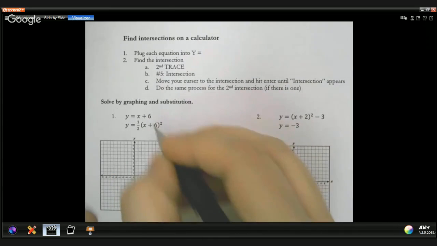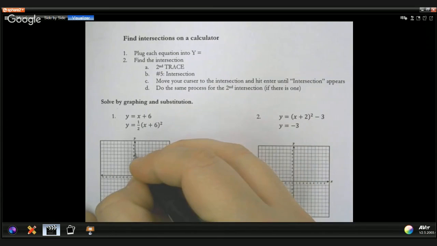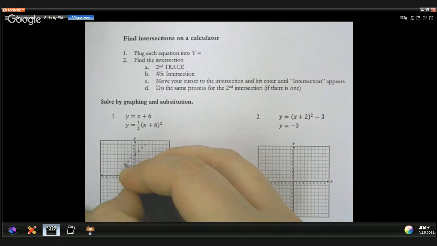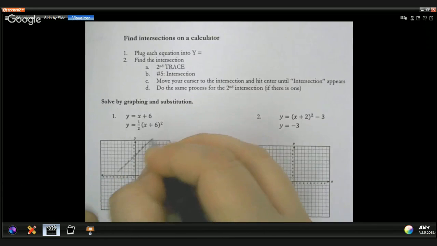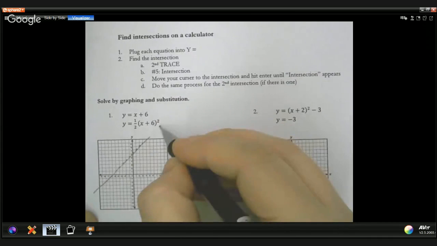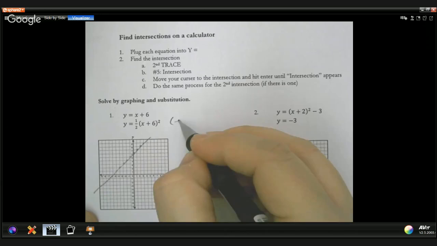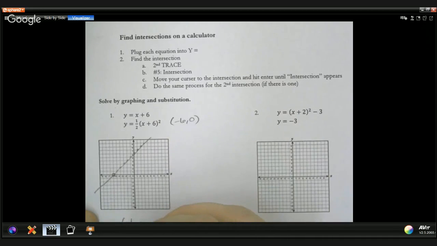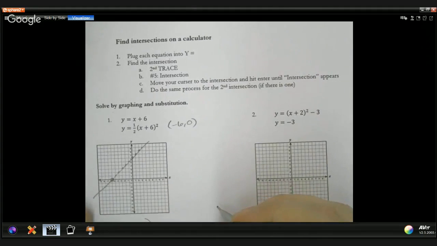So this is a plus 6. So I go up 6, and then my slope is up 1 over 1. I'm going to make the dots to make sure that I can get a straight line, because if it's not straight, it gets difficult. This one, my vertex is at -6, 0. So I found one intersection right here. I know that it crosses at -6, 0, but I'm not sure of the other one.